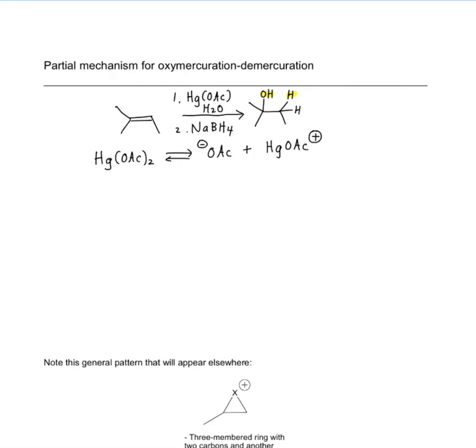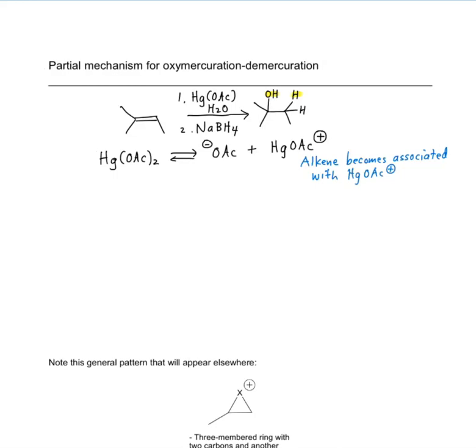So somehow, in all of this, and people draw this differently, so I'm not going to show you one way to draw it, because there's different ways that you can envision this. But somehow, the alkene becomes associated with HgOAc+. Now again, there's different ways to show how that association can occur. And so we're not going to worry about that. We're just going to look at what the result is.